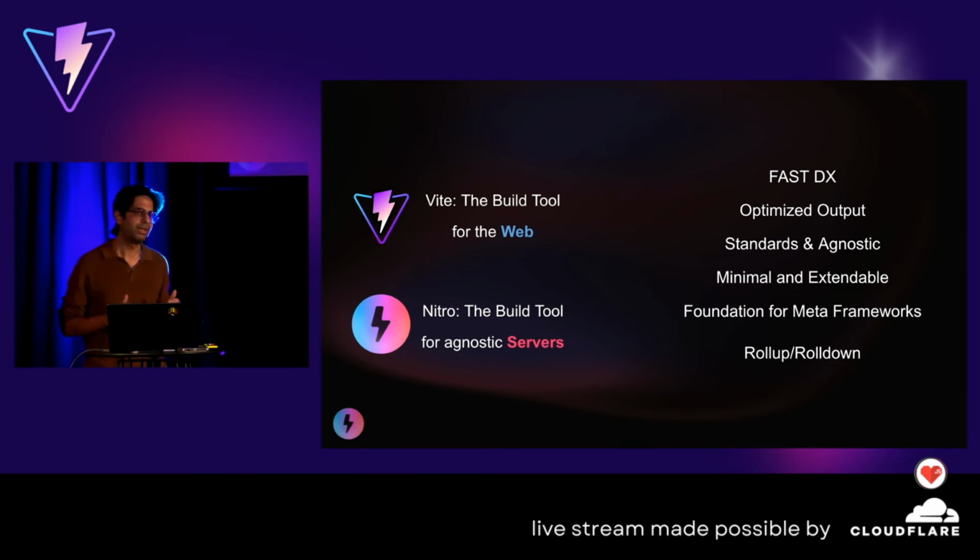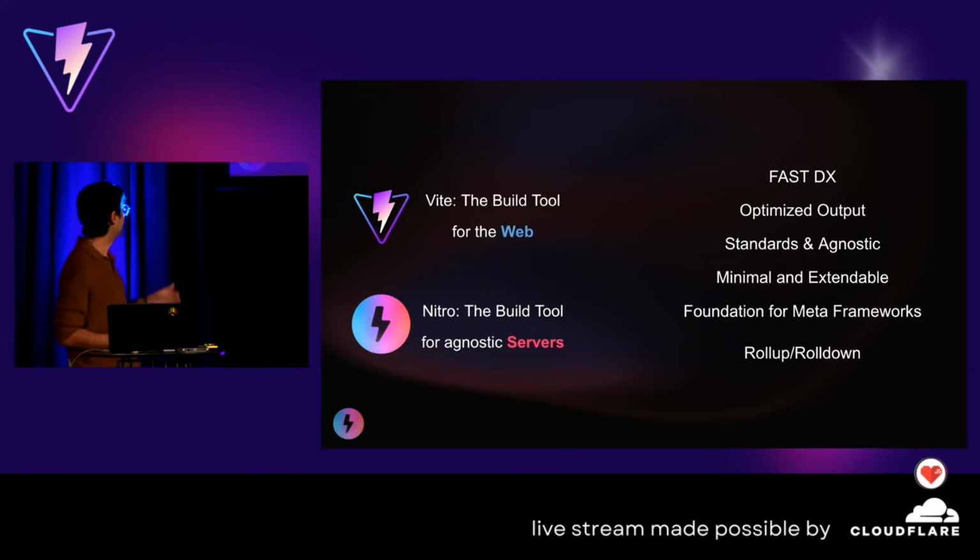Nitro is really minimal. That's how it's expandable and also used in other meta frameworks. I was really shocked when I first saw that other meta frameworks had started to use Nitro, because we had some internal APIs and they just found their way to use them, even though it wasn't documented. And again, we use Rollup, same as Vite, for it.